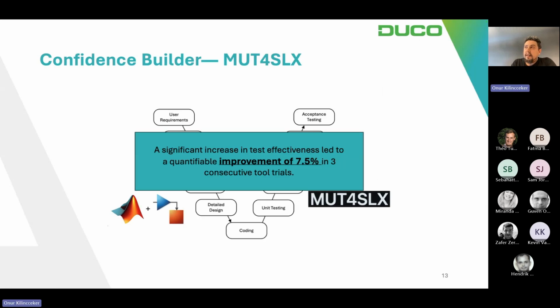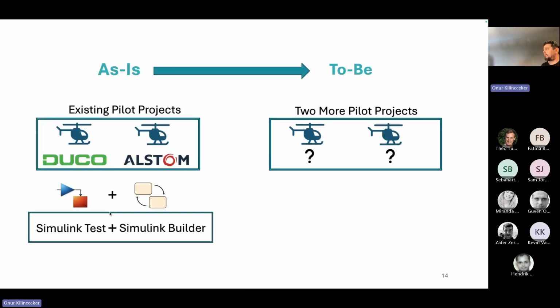And what is the impact as a result? What is the impact of MUT4SLX for Duco? The impact was building the confidence for their tests and for their system, and improving their test effectiveness by 7.5% in just 3 consecutive tool trials, our MUT4SLX tool trials. Again, I will give the floor to Serge.